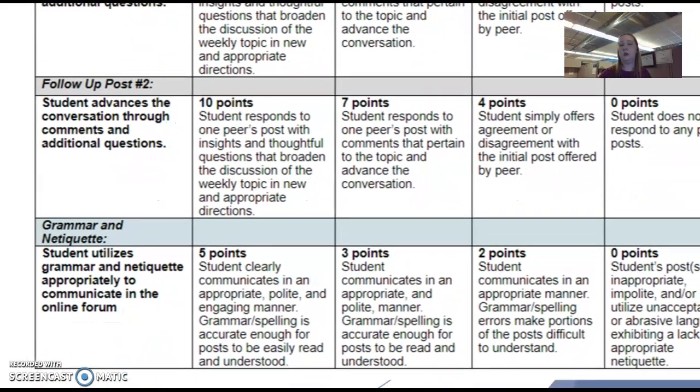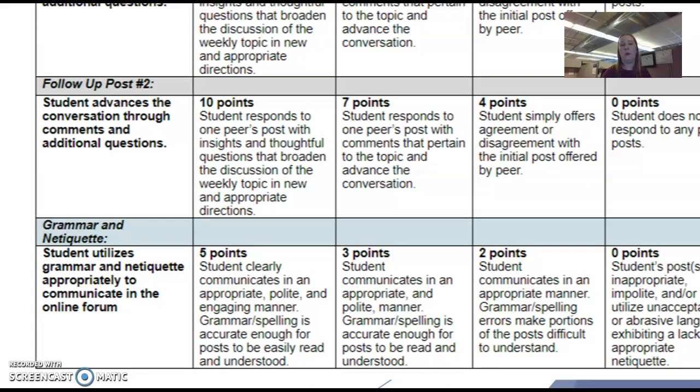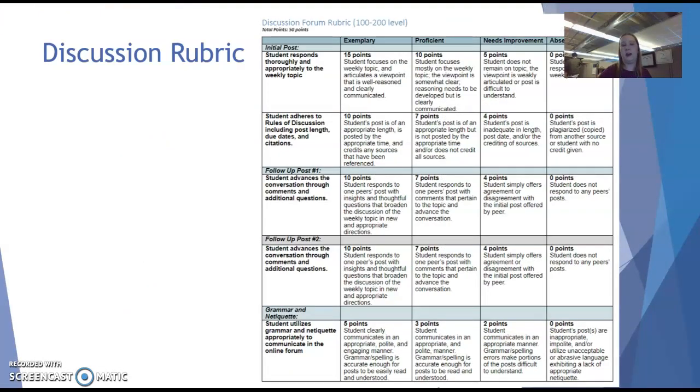And then we do want to have proper grammar and etiquette because you do have the time to edit your posts, and you have the time to make sure that it makes sense. So 5 points are for grammar, etiquette, everything's appropriate. The student clearly communicates in an appropriate, polite, and engaging manner. Grammar and spelling are accurate enough for posts to be easily read and understood. So those are the things that I'm looking at while grading your discussion.